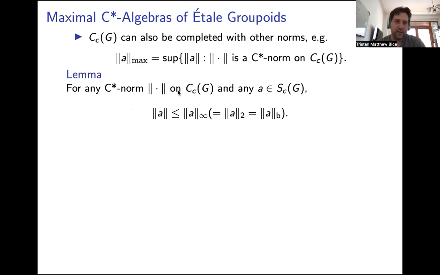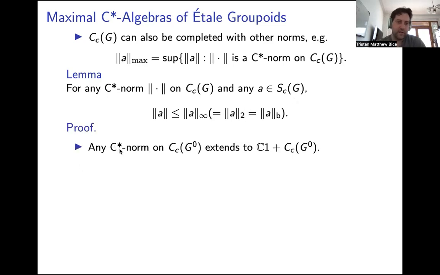First, take a C-star norm on the complex-valued compactly supported continuous functions on G, and take a compact slice supported function on G. The claim is that any such norm has to be bounded by the usual infinity norm. Because it's slice supported, the infinity norm, the 2 norm, the B norm all agree. You can check that. It's not too hard.